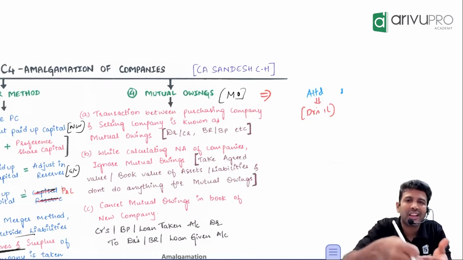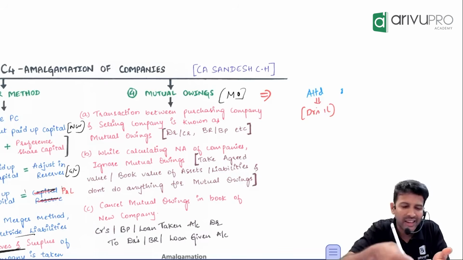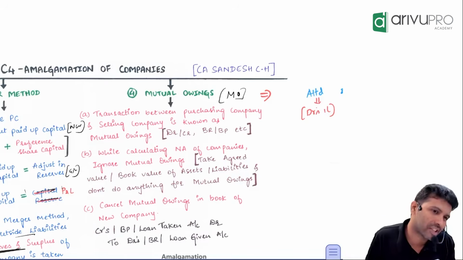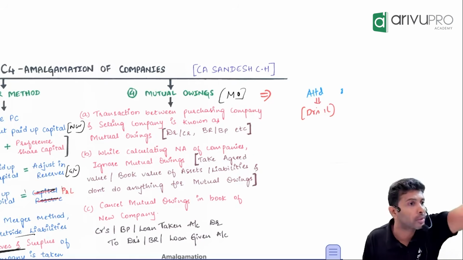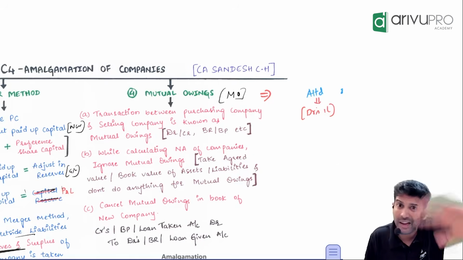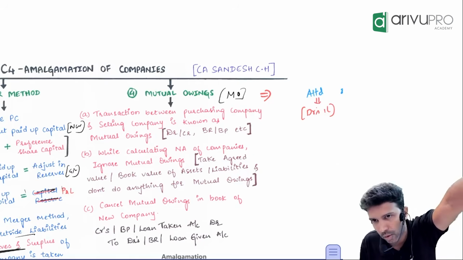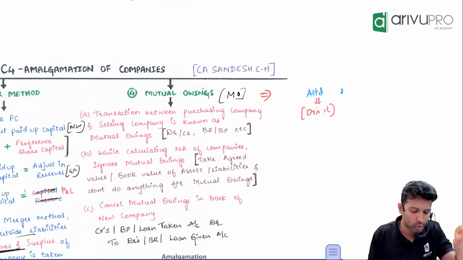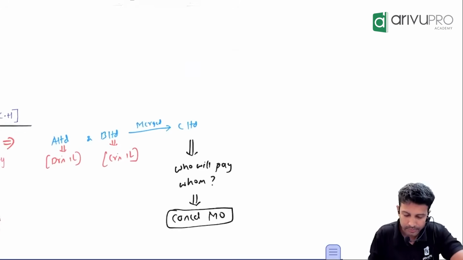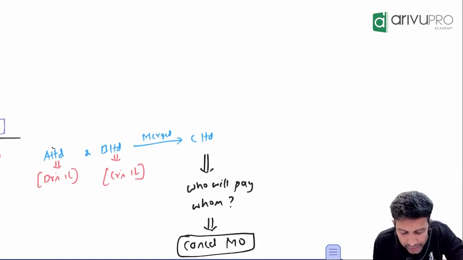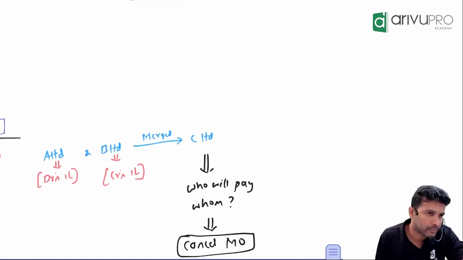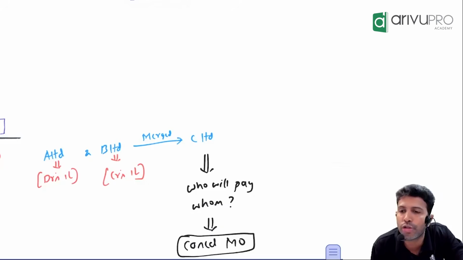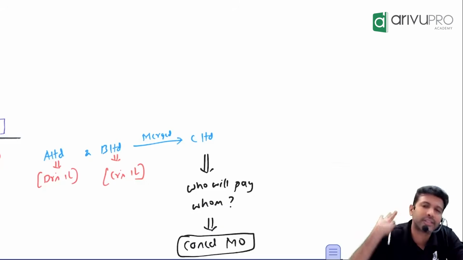The purchasing company can sell goods to the selling company. The selling company may give some service to the purchasing company. The purchasing company may give some loan to the selling company. Like this, some transactions can happen. Such a transaction we give a fancy name, mutual owing. So let's take this example. Sir, A Limited has sold goods to B Limited, and it's a credit sale.